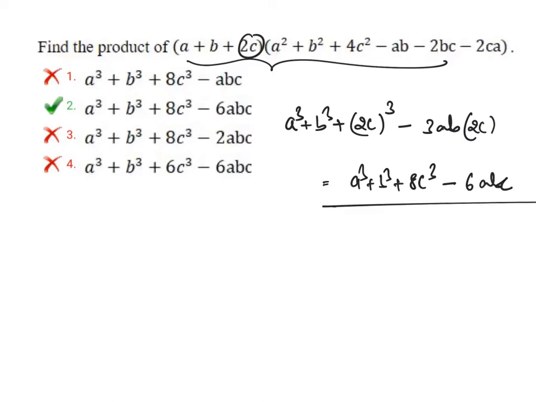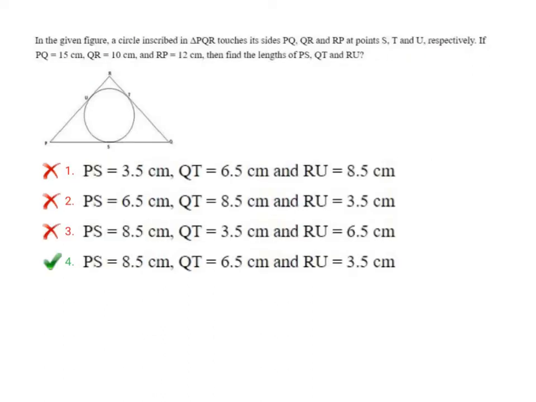Next one. In the given figure, a circle is inscribed in PQR and touches the sides PQ, QR, RP at the points S, T, U respectively. If PQ is 15, let me take this as 15. PQ is 15, QR is 10, RP is 12. If I take suppose SQ as x, this also becomes x. This becomes 10 minus x.